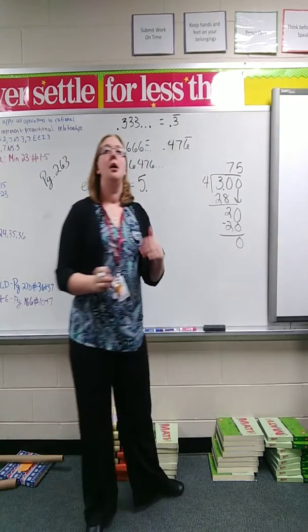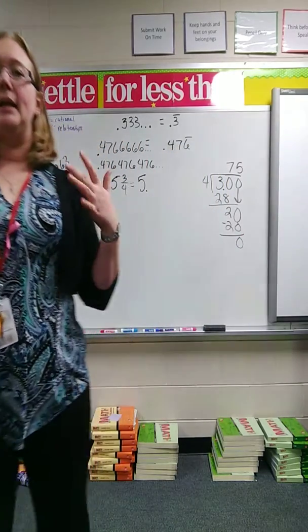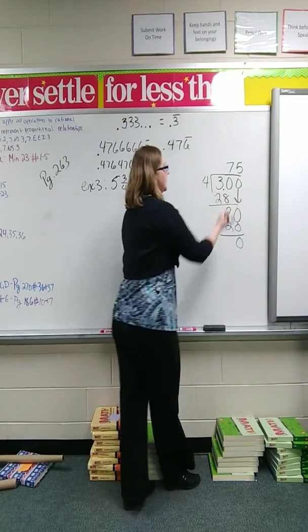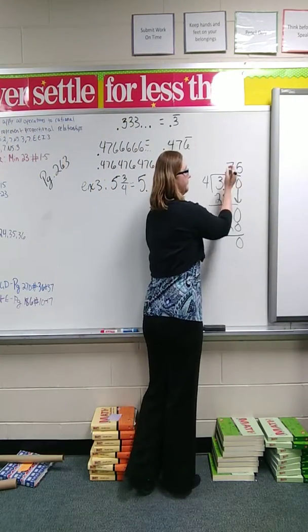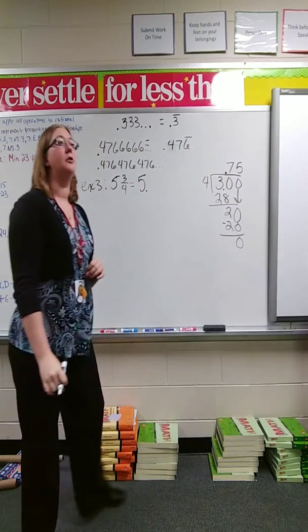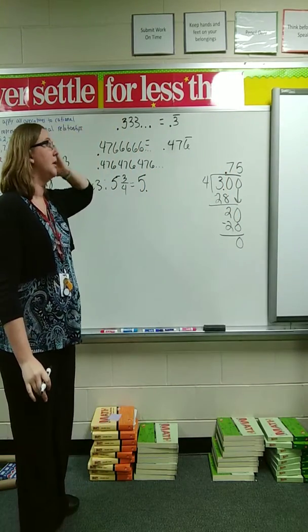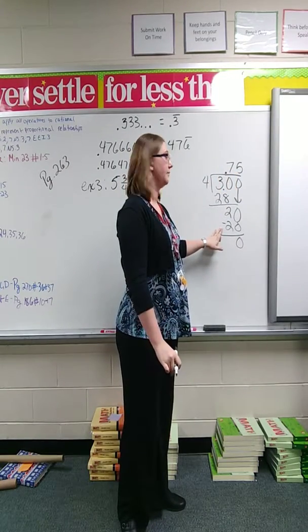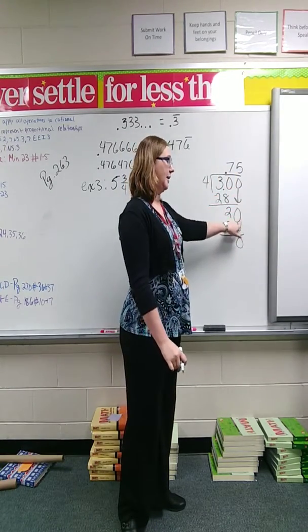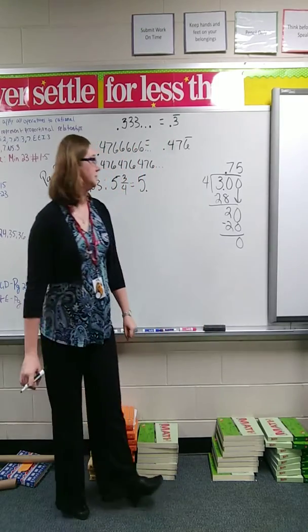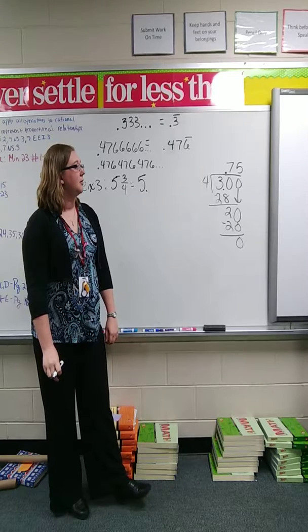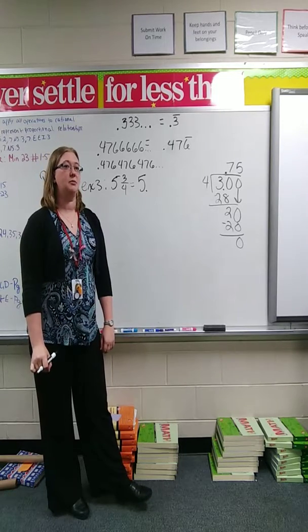Now, I need a decimal point somewhere in my work. This decimal point comes straight up. You put 20 because 5 times 4 equals 20. And you got 0 because I added a 0 and I brought it down. Why did I bring the decimal point up? Because that's where the decimal point goes in our answer.